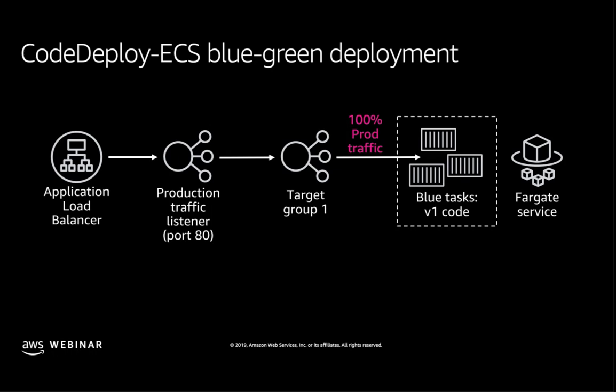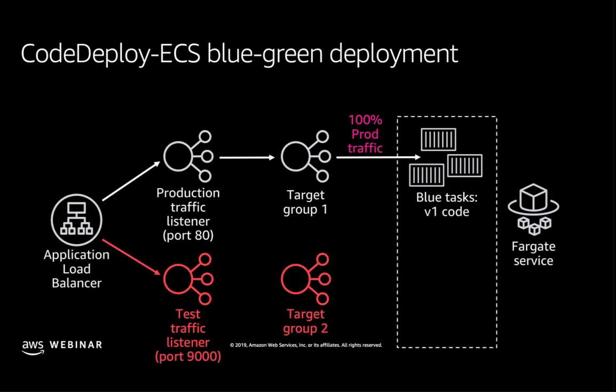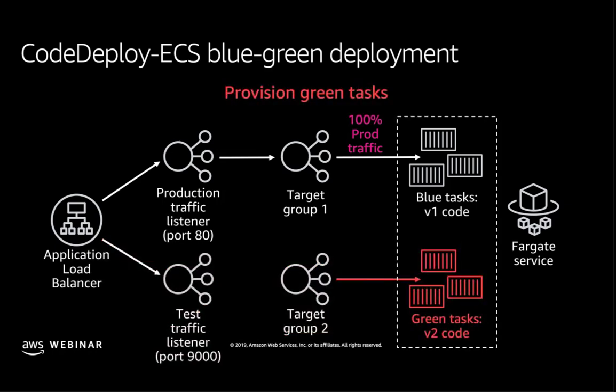So let's take a look at how this works. So we've got an application load balancer, and then that has a production traffic listener attached to it, and it's listening on port 80. And that has a target group attached to it. So right now, before we do the deployment, all of our traffic is going to our original code, which are our blue tasks. And these tasks are running in Fargate. When we do a deploy, it's going to spin up a new traffic listener on a different port and a new target group that's attached to this new traffic listener. And it's going to spin up a set of new tasks. So the new green tasks are going to have the new version of your code.